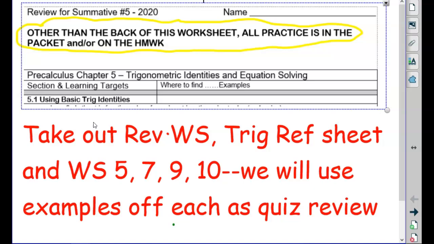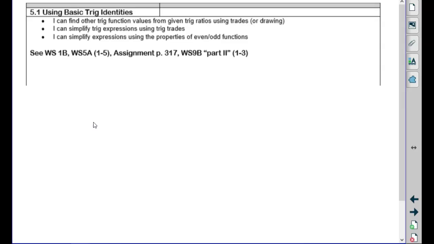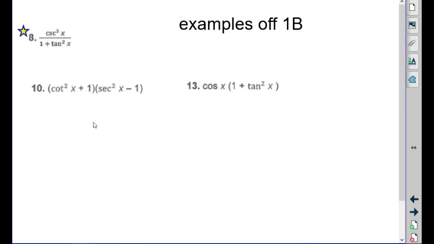So the first thing on the quiz is trig identities, which is just simplifying. It is not solving. So just a quick review. This is one that we already did. While you're all pulling stuff out, you need your reference sheet. This says cosecant squared over 1 plus tangent squared. It's on worksheet 1B. It's probably already done in your notes. But what do you think when you see a 1 plus tangent squared, guys?